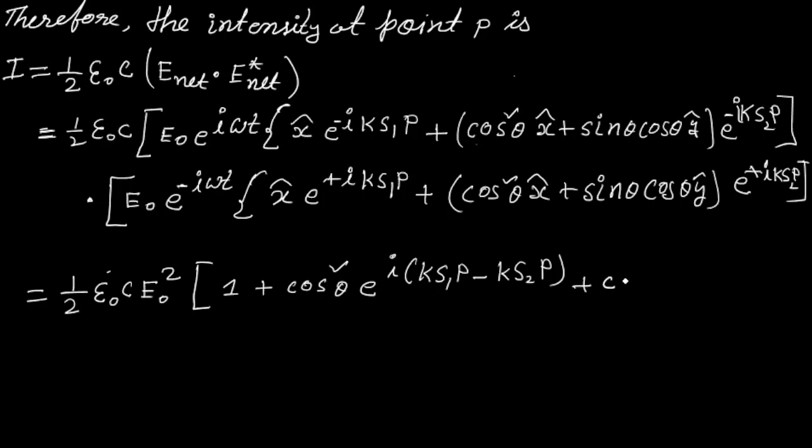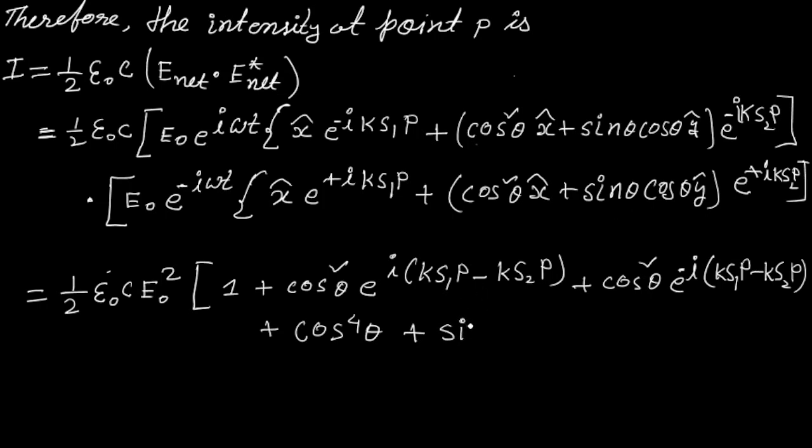Third term will also be the same, cos square theta e to the power iota minus k s1p minus k s2p, and then the fourth term, when you take product of these two terms, will give you cos to the power 4 theta, and then the fifth term, taking product of these two terms, will give you sine square theta into cos square theta.